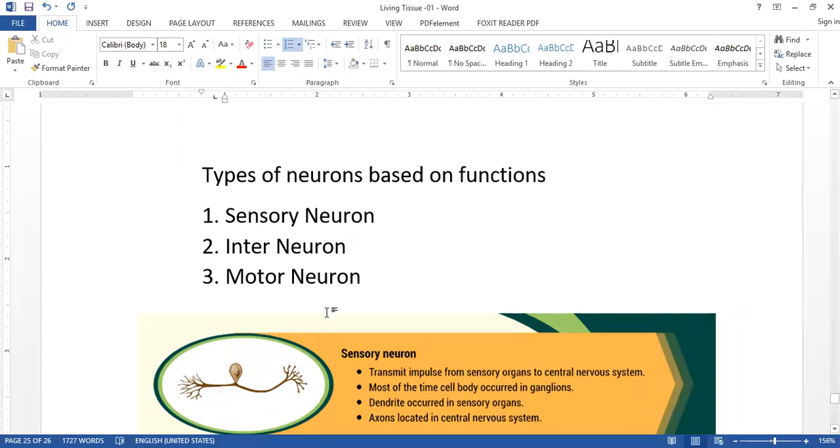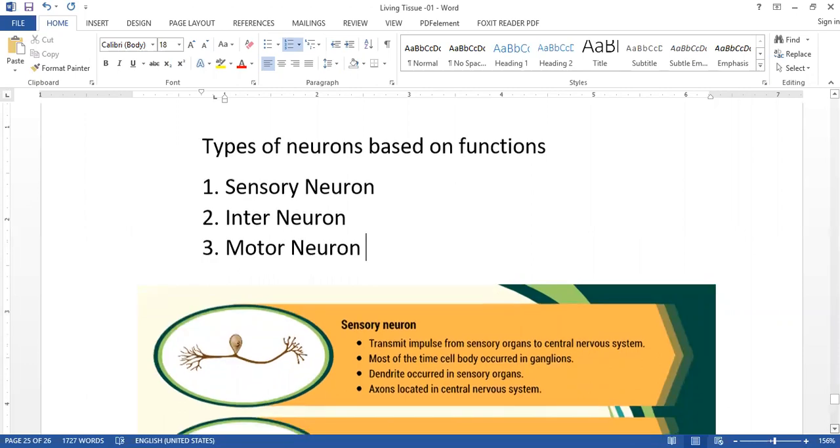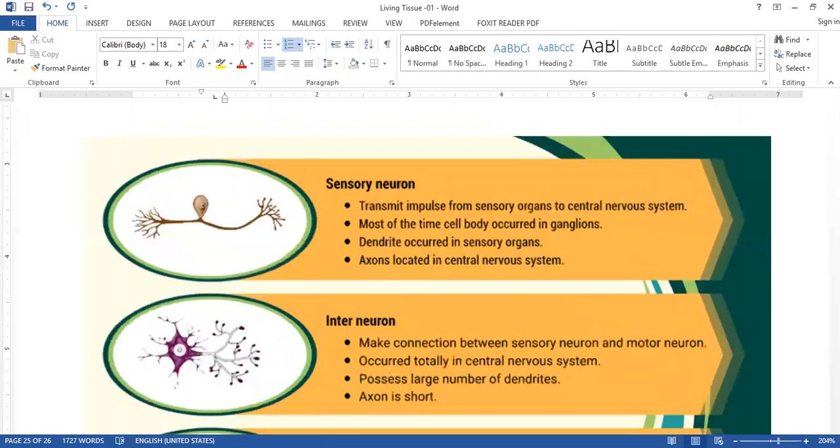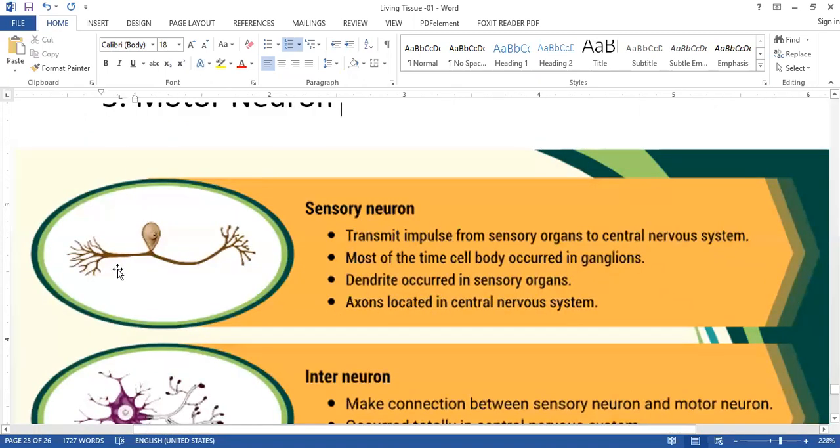Let's look at the sensory neuron now. If you look at the picture of this sensory neuron here, this is a different type of picture. I will give some very detailed pictures when I give the notes, but I'm explaining now here. If you come to this sensory neuron, look at this one. This is the cell body.